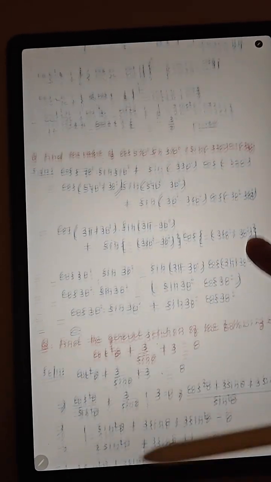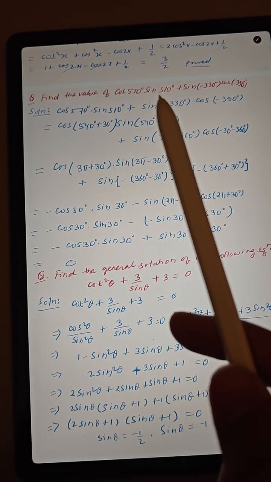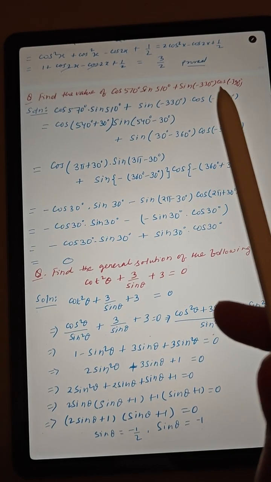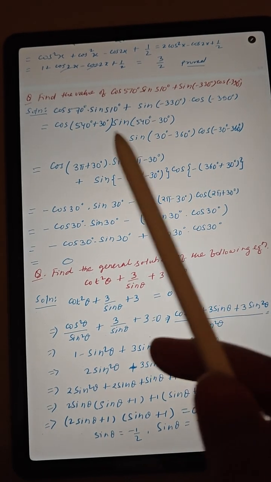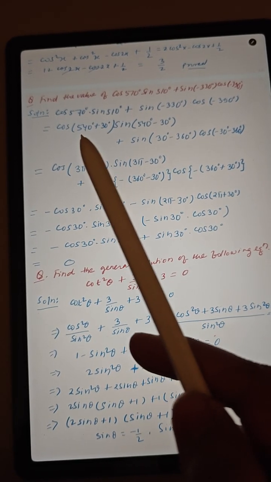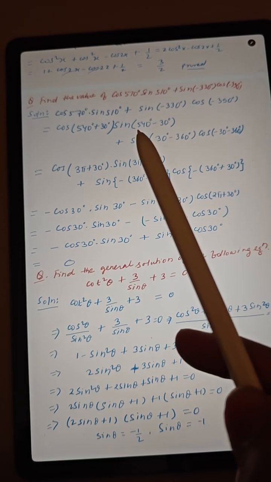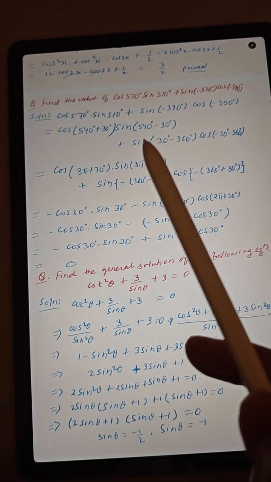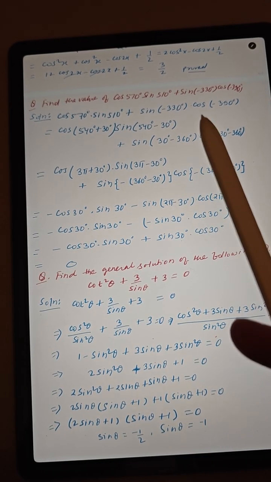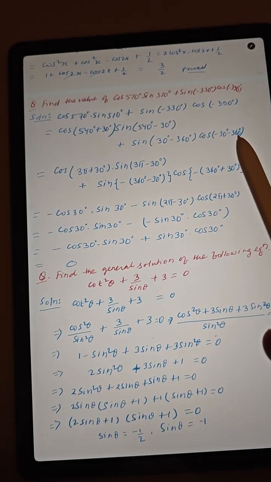Now next question. Find the value of cos 570 degrees sin 510 degrees sin minus 330 degrees cos minus 390 degrees. So write the given expression. Now 570 degrees can be written as 540 degrees plus 30 degrees, sin 510 as 540 degrees minus 30 degrees, sin minus 330 as sin 30 minus 360 degrees, cos minus 390 as cos minus 30 minus 360 degrees.